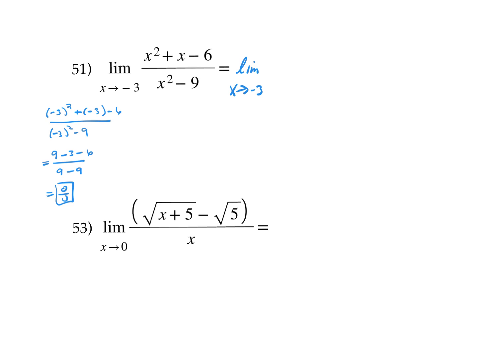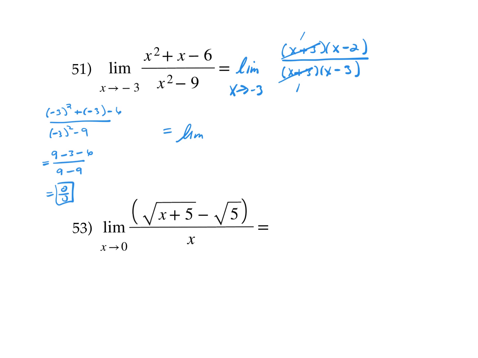Right, so we need to do some factoring. The numerator, we have x squared plus x minus 6. That will factor into x plus 3, x minus 2. Check your factoring by multiplying those two binomials back together. The denominator factors into x plus 3, x minus 3. And notice that we get a common factor of x plus 3, which will divide.